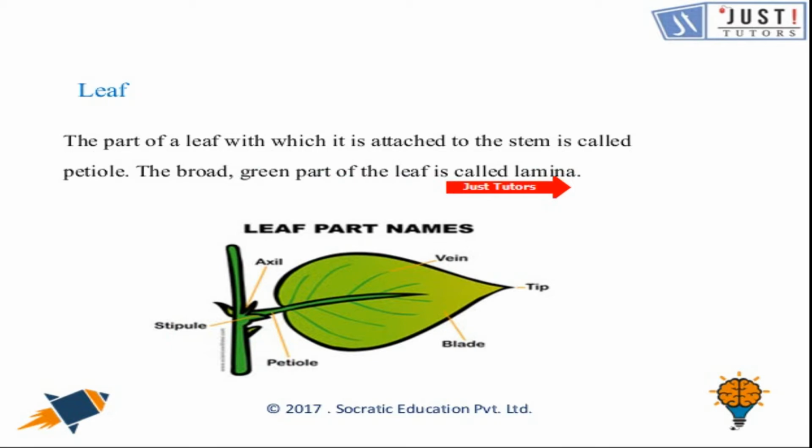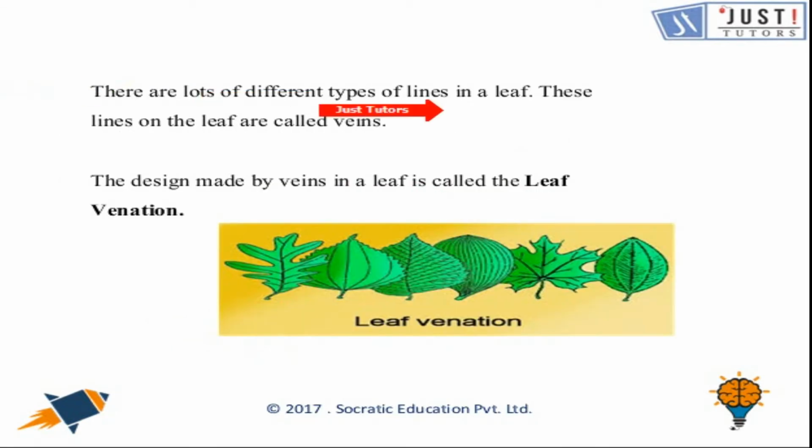Okay. Now let's come here. There are lots of different types of lines in the leaf. You can see different types of line. Like in leaves, there are many lines. Yeah. So those lines are called veins. Okay. Now let's come here.